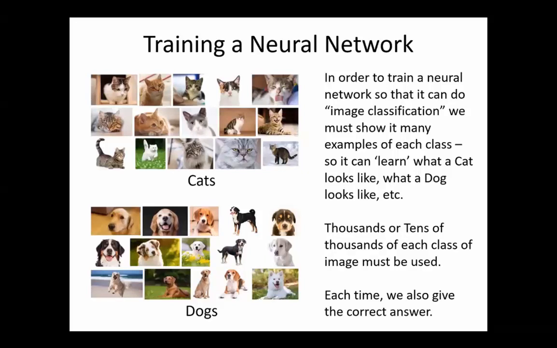And you show it likewise all these pictures of dogs. And you have to label each one properly. So you have to say, this is a cat, this is a cat, this is a dog, because the computer is going to learn whatever you tell it.